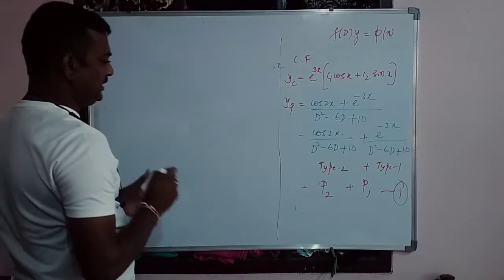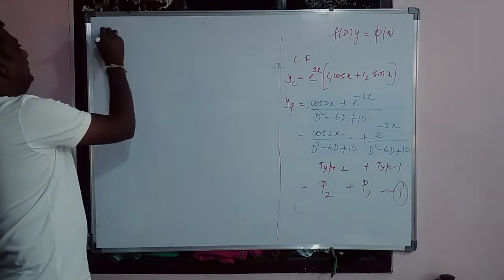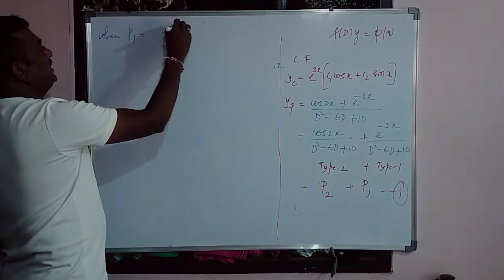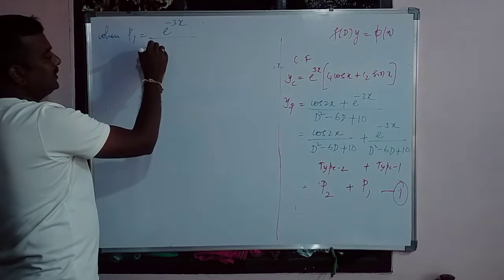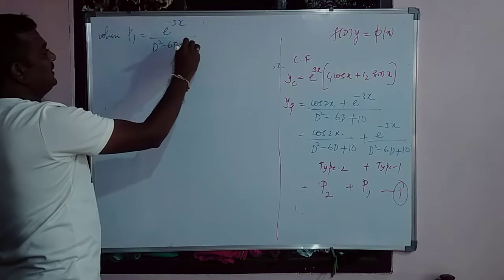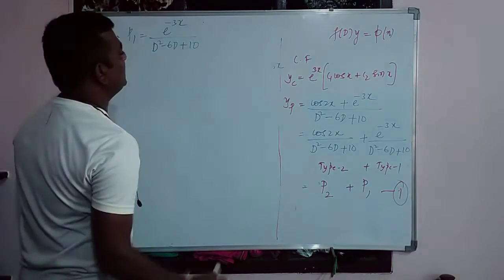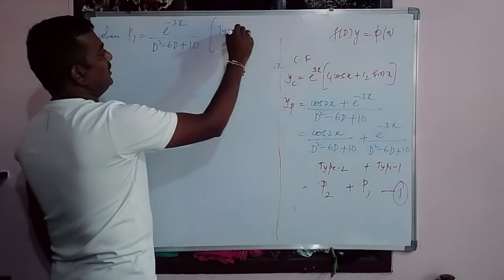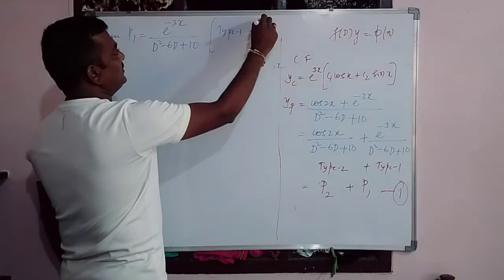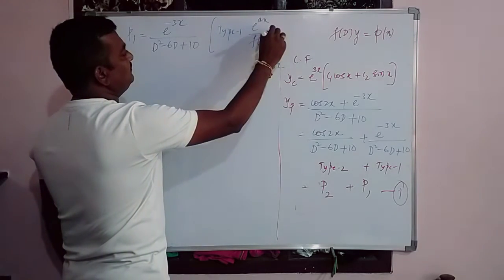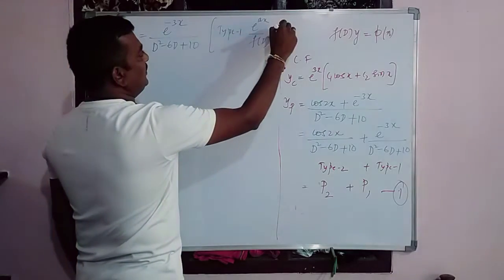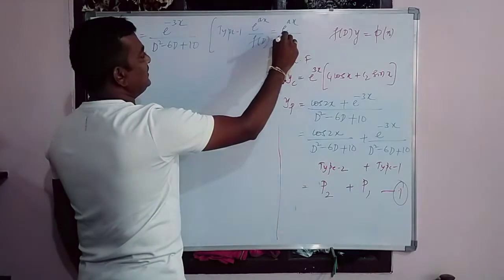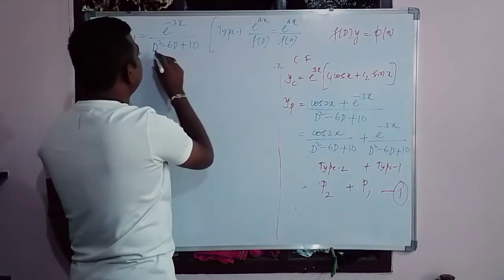Let us look at how to find P1, where P1 is equal to e raised to minus 3x divided by D square minus 6D plus 10. This is a type 1 example, already mentioned. In a type 1 example, if it is e raised to ax by a function of D, to get the particular solution we replace the function of D by a, that is f of a. We replace D by a.